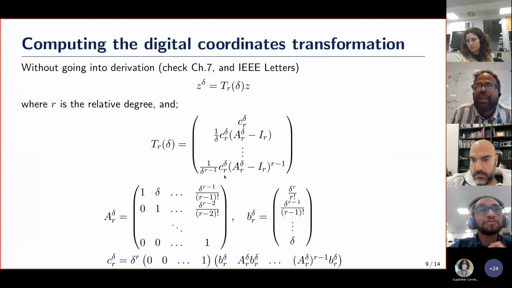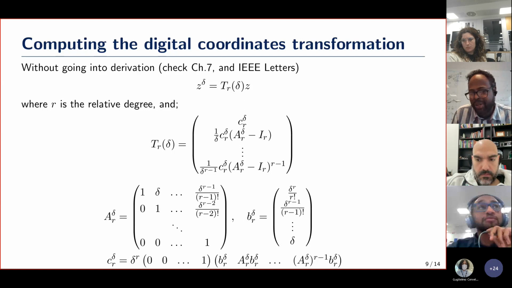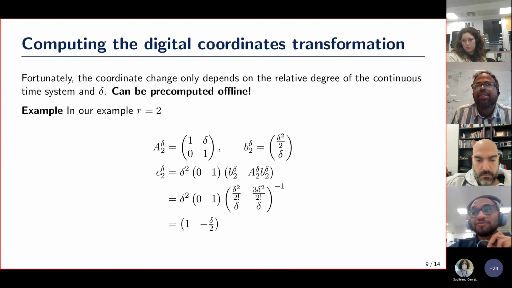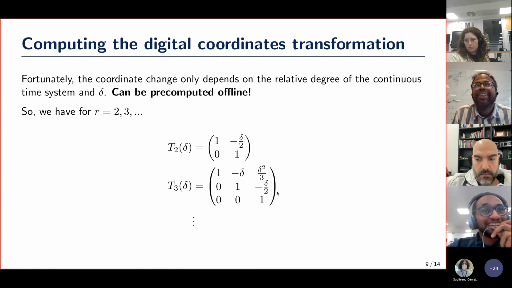And this matrix you can compute, and because we are working on robotics, we are always dealing with systems that have a relative degree two. We are working on accelerations. If we were working on jerk, it would be relative degree three. So you can already take these expressions for T2 or T3, plug them in, and see what happens. That's actually pretty interesting.